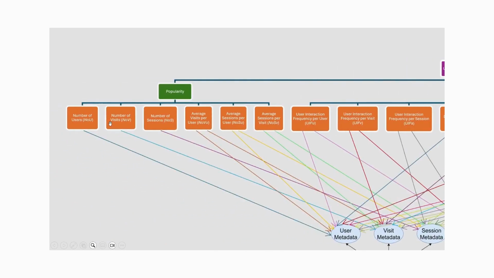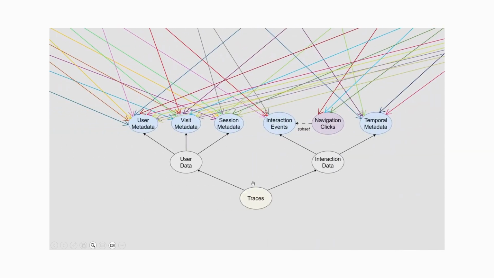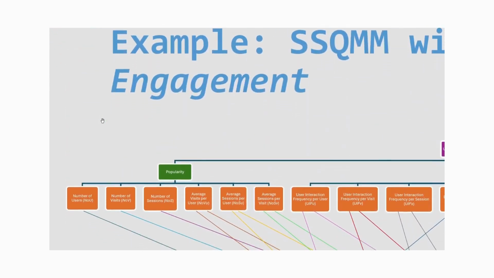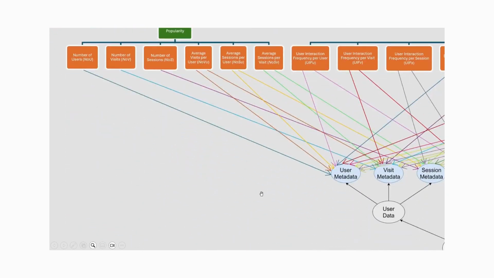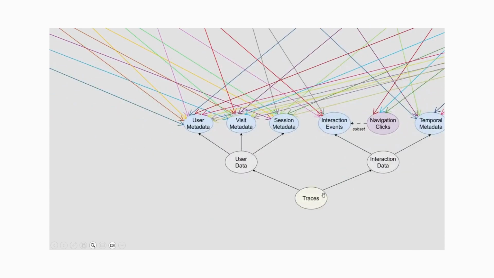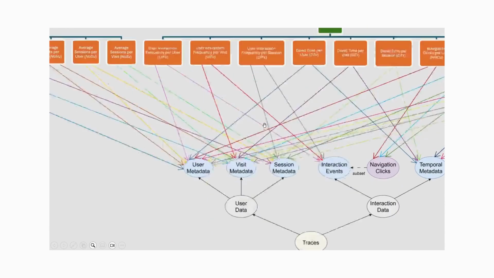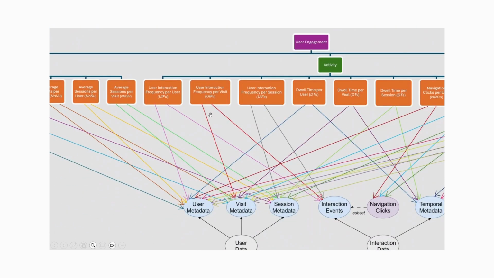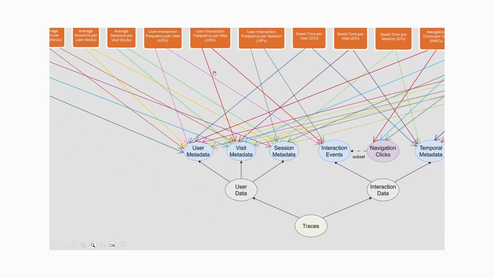interaction frequency per user. Now you can also see that all of these metrics actually connect to the necessary data that will be used in order to compute them. If we take a look at the number of users metric over here, you can see that it connects to the user metadata, which is provided by user interaction traces. Similarly, you can see other metrics that depend on more than one type of data, such as user interaction frequency per visit over here, where you can see that this metric depends on both visit metadata provided by the user data part of the user interaction traces and interaction events themselves provided by the interaction data part of user interaction traces.